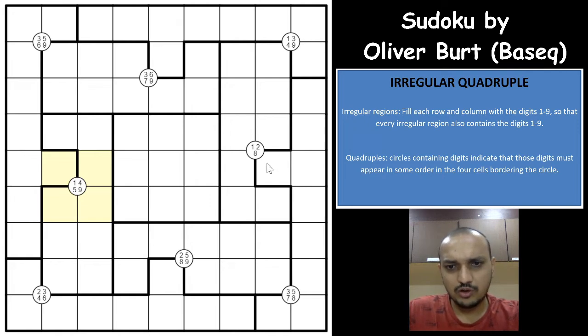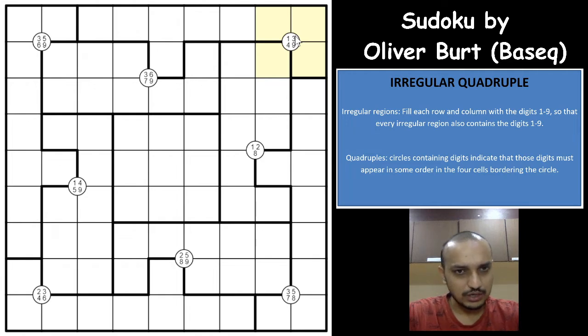So for example, if you have only 3 digits inside the circle, then at least these 3 digits will have to be inside these 4 cells. So the 4th digit can be anything. If there are 4 digits in a circle, all of these 4 digits will have to be inside these 4 cells in any order. So order is not important here. They can be in any order, but these 4 cells will have to have these 4 digits, right? That is what quadruple Sudoku rules say. And with that, we'll start solving this Sudoku.